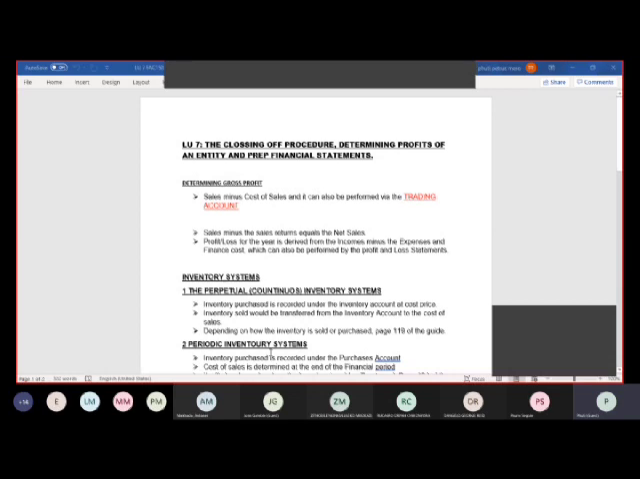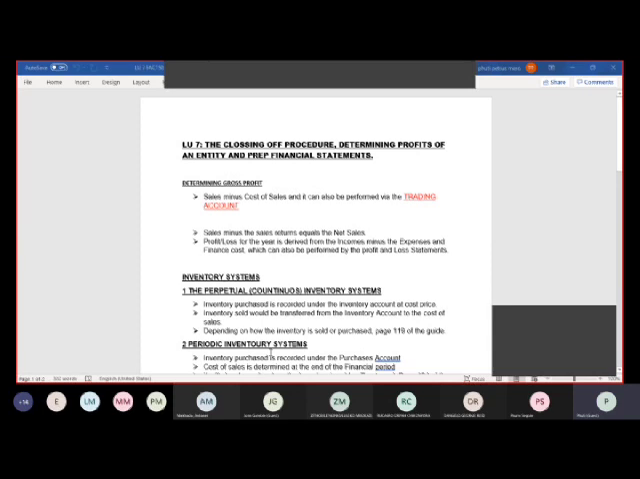Right. So this is how you determine your gross profit. I hope the size is big enough for everybody to see. So we get to your sales, and then you minus your cost of sales, and then you get to what's called the gross profit. So if you don't want to do it the normal direct way, you can open up your T account called the trading account, and you're going to have your debit transactions and your credit transactions to determine the gross profit.